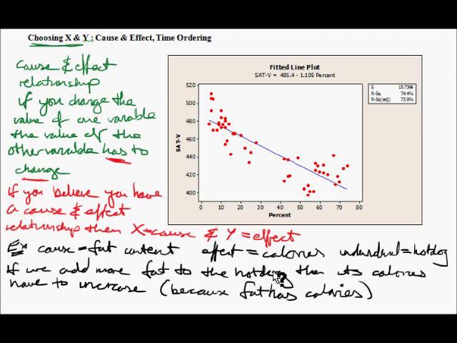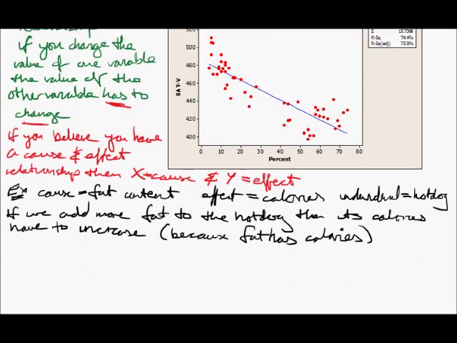It's not the other way around, right? If you increase the calories, it doesn't mean the fat has to go up. It could be the protein goes up or the carbohydrates go up, right? It doesn't have to be the fat. But fat has calories, so if you increase the fat, if you don't change anything else, the calories have to go up. That's a cause and effect relationship. So if you think you have a cause and effect relationship, make the X the cause, make the Y the effect. The other thing that's similar but a little bit different than cause and effect is time ordering.